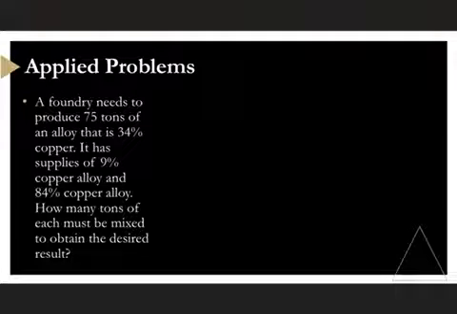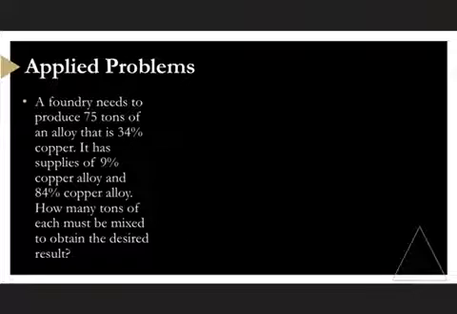All right, let's look at an applied problem, so a word problem. A foundry needs to produce 75 tons of an alloy that is 34% copper. It has supplies of 9% copper alloy, 84% copper alloy. How many tons of each must be mixed to obtain the desired result?